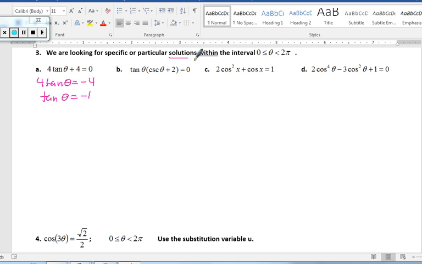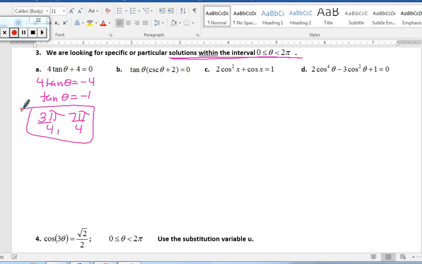We are answering these questions within a certain interval. So we're not looking for general solutions, just which angles within one rotation of the circle. What angles would get us negative 1? For tangent, that would be 3 pi over 4 and 7 pi over 4, and those would be the two solutions within the interval of 0 to 2 pi.